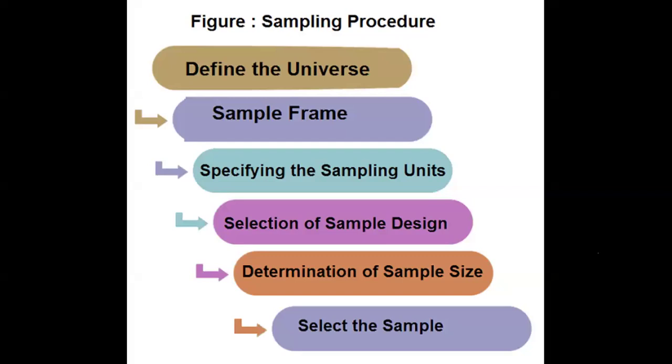Moving on towards the sampling process, the first step that comes is to define the universe, define the population. We are talking about universe or the population. Sample frame. Now, sample frame is another component. Sample frame helps you identify the boundaries from where you are going to gather the data.